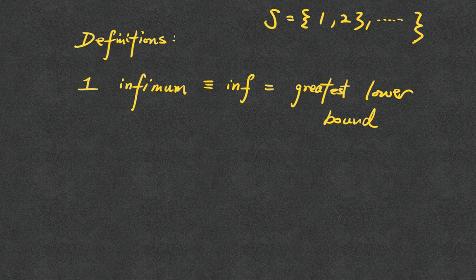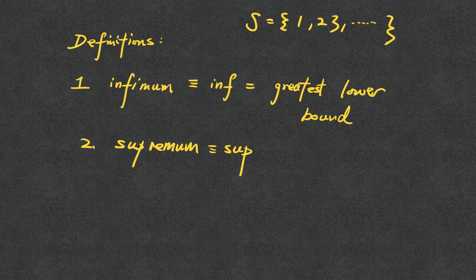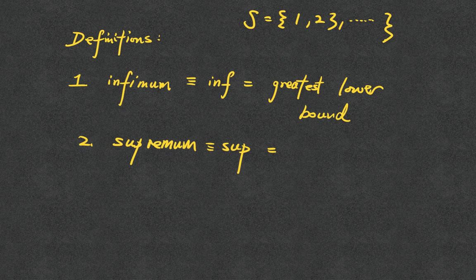And then there's another concept that is very important. It is the supremum, which we write as sup. The word game is actually inverse. This is the least upper bound.